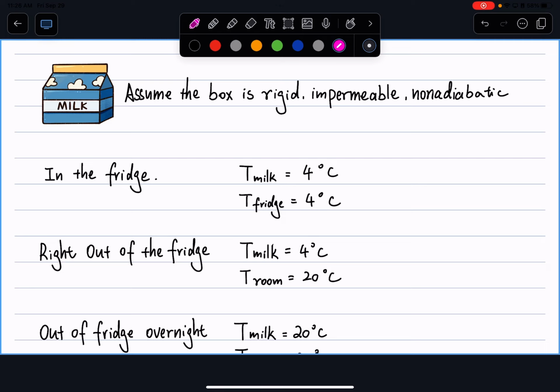Okay, so now let's imagine my little milk box again. We have some criteria for the box. We have a rigid box, and what rigid tells me is that it's not movable. Likely we have no PV work being done for the milk inside the box, if we don't consider the gravitational field. We have impermeable, so that tells you the milk cannot just spontaneously come outside from the box without anything happening. And non-adiabatic. So non-adiabatic tells you that the box is thermally conducting.